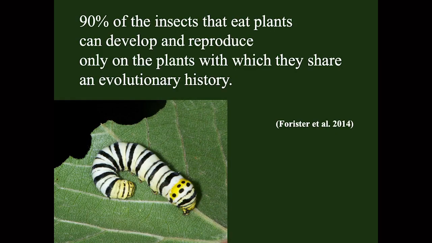Well, they specialize. Insect specialization on particular plant lineages is the most common type of specialization in the entire world. 90% of the insects that eat plants can only develop on the plants of particular lineages that they have developed specialized adaptations to beat those chemical defenses. So they pick one or two plant lineages that share a common cocktail of defenses, and then they develop the enzymes and the behavioral adaptations and the life history adaptations that protect them from those chemicals. It allows them to eat those plants without dying.